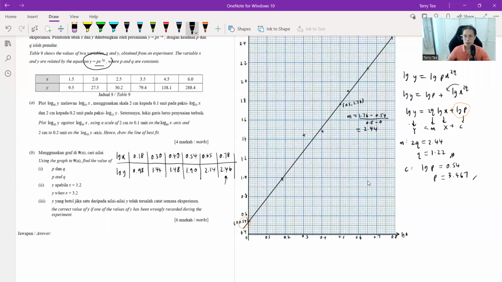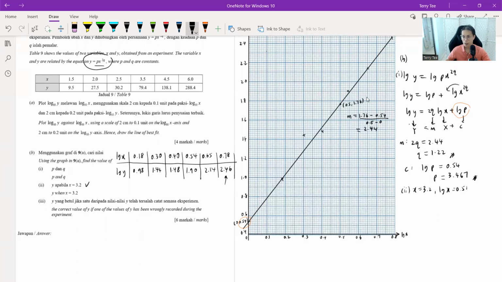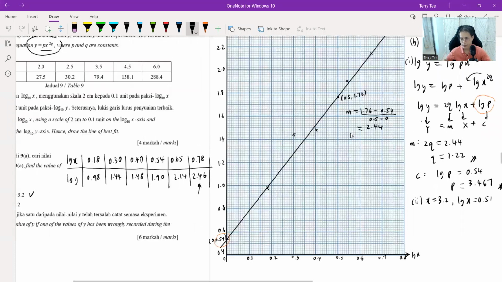3.467. So I got the value of P and the value of Q. Now, I also need to find the value of Y when X is 3.2. So this is B Roman 1, B Roman 2. When X is 3.2, my LG X or LG 3.2, I'll use the calculator. LG 3.2 gives us 0.51. Okay, 0.51. I have to zoom in here.